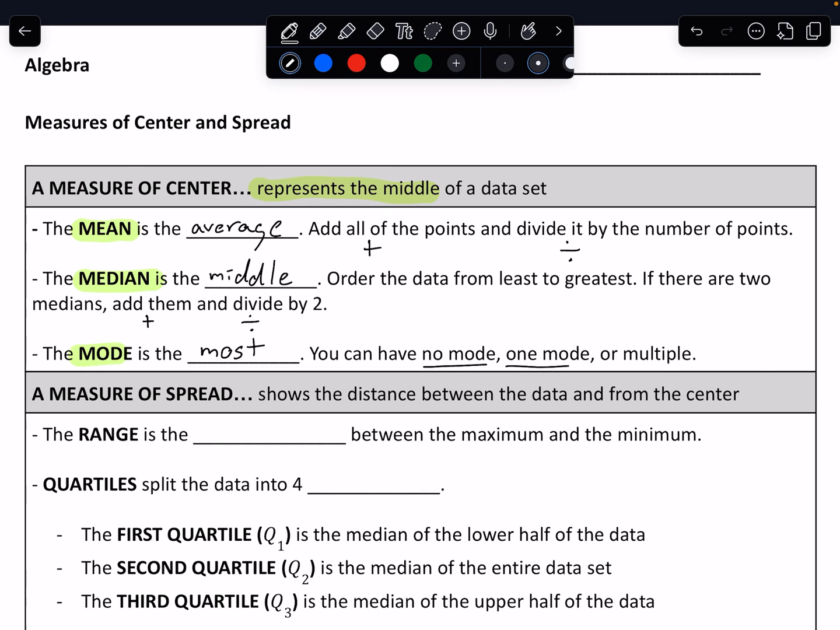The big thing that you need to know is mean and median are the most common, the most important, and the ones that we're going to focus on. Mode is not great, and I'll highlight an example of why in a little bit.